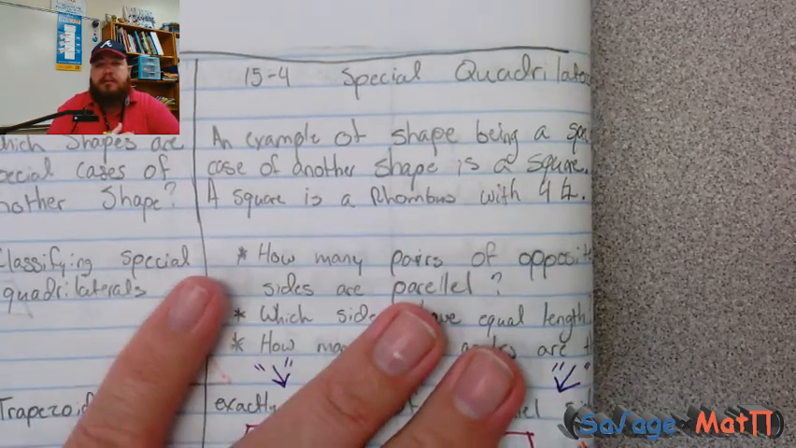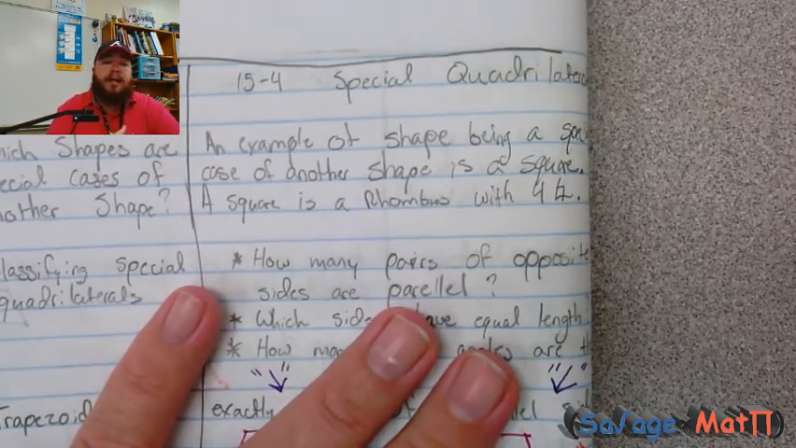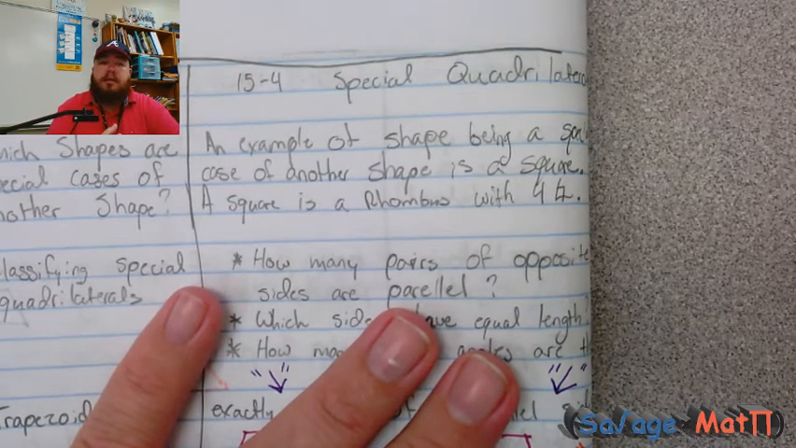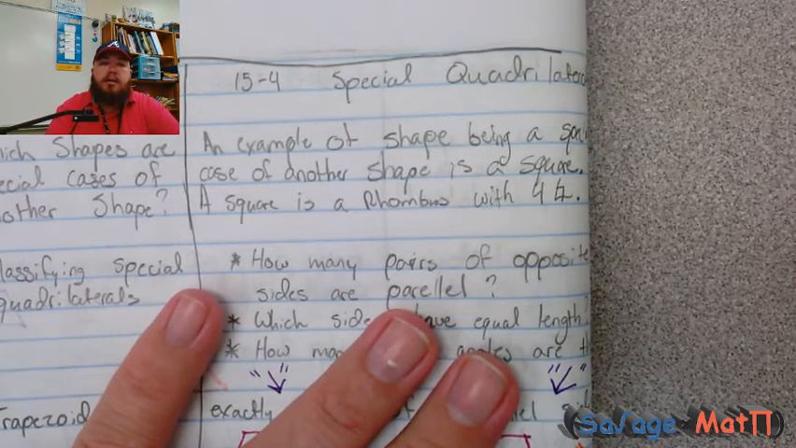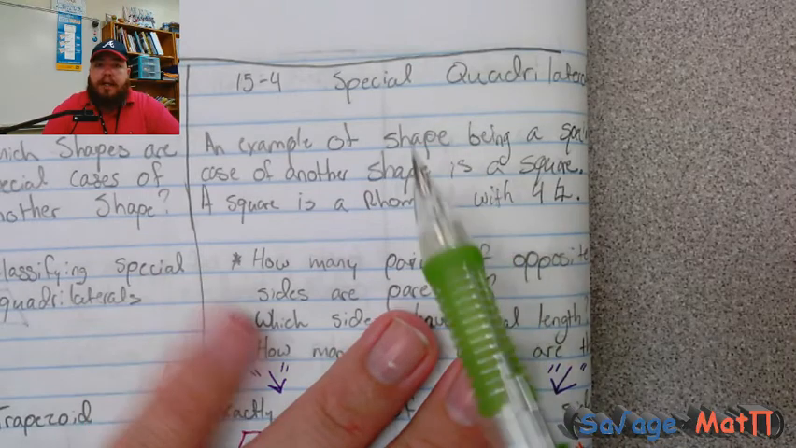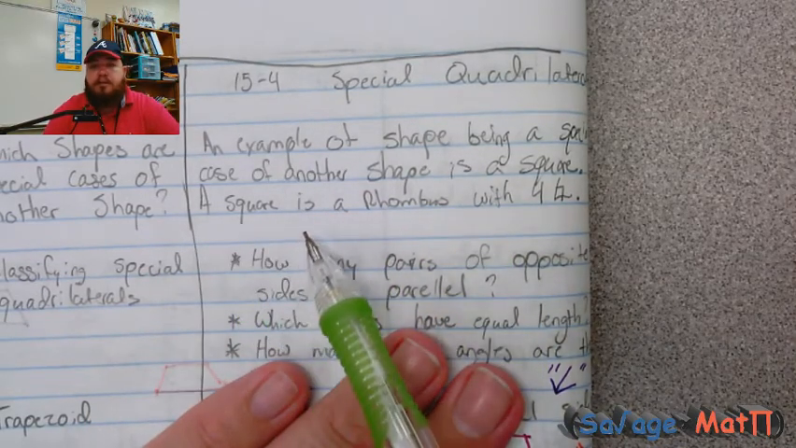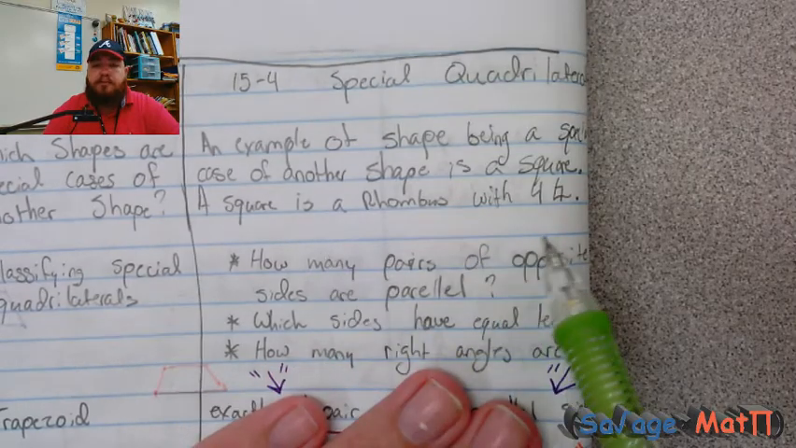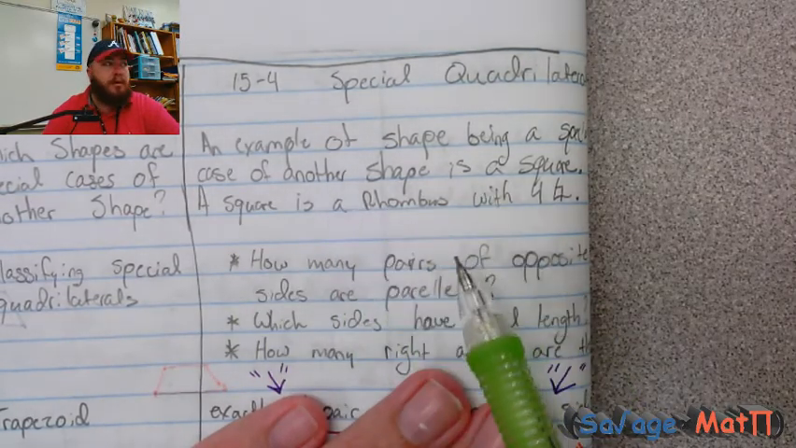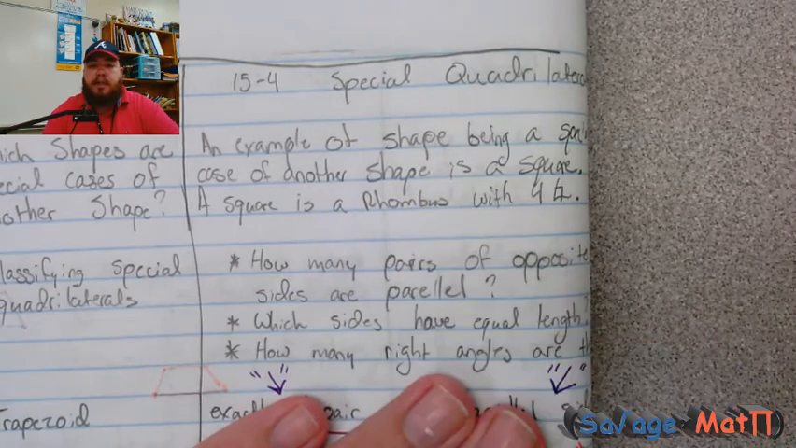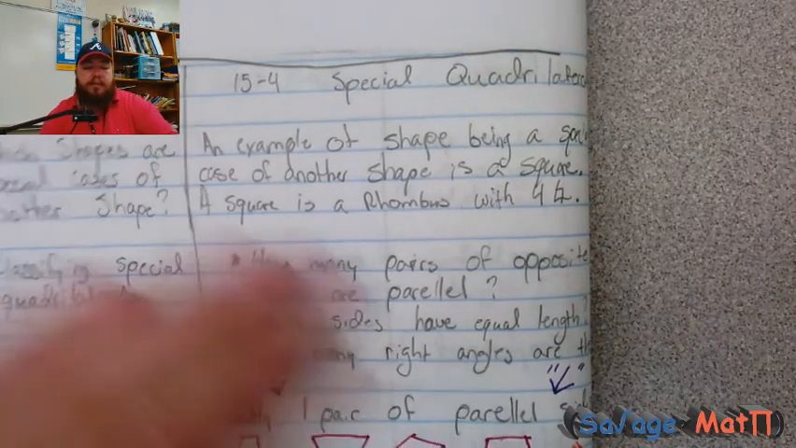A square is a special case of a rectangle because it has equal sides and lengths, which is different from a rectangle. And it has 4 right angles. So I chose a square as a square is a rhombus with 4 right angles. So it's a special case of a rhombus. If you need to pause right here to answer your essential question, go ahead and do that, and then we're going to go back to 15-5.